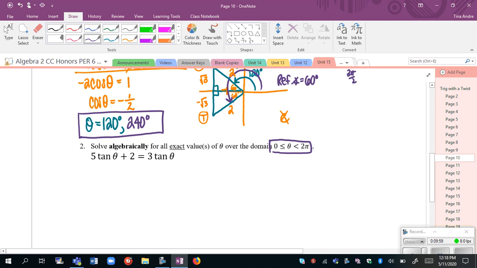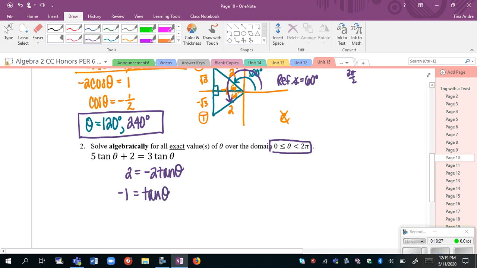So now when we go to find our reference angles, we're going to state them in radians. Otherwise, the process is pretty much the same thing. So our first step here is let's get tan by itself. So I'm going to bring the 5 tan theta over to the other side. So it's going to be 2 equals, so 3 tan theta minus 5 tan theta is going to give me negative 2 tan theta. Divide both sides by negative 2. I get negative 1 is equal to tan of theta.